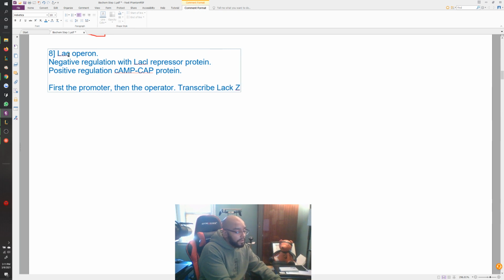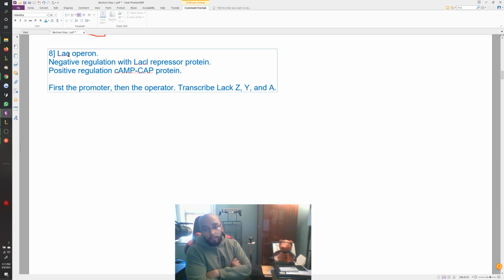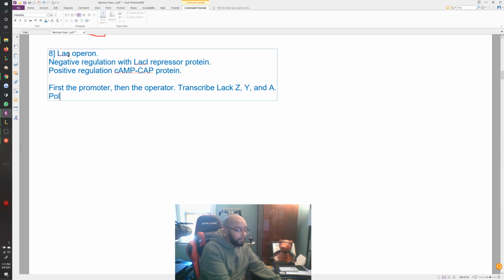There's Z, Y, and A, three of them, right? This is considered a polycistronic mRNA. Very key word to keep in mind. It's not really in the book. This basically means that this is one round of transcription that will encompass all three genes onto the same mRNA, right? You're not transcribing each one separately and creating a separate mRNA for each one. This is something that bacteria are able to do, and prokaryotes are very good at it, right? Not entirely sure if eukaryotes do it, but prokaryotes are definitely very good at it.